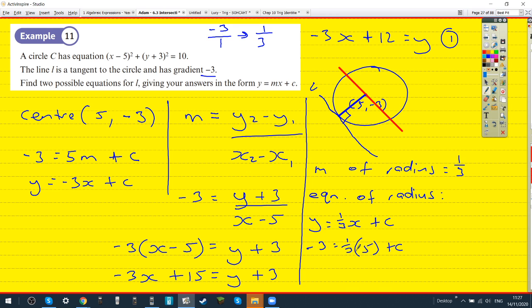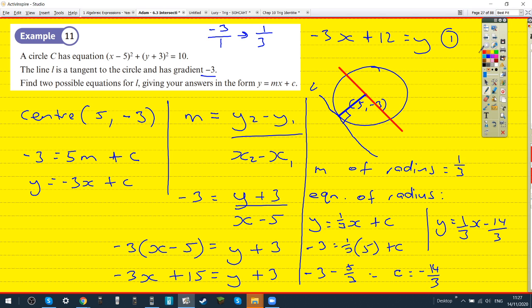Which gives you 5 over 3. So minus 3 equals 5 over 3 plus c. And then you minus 5 over 3 on both sides, which gives you minus 14 over 3 equals c. Minus 14 over 3. Okay. So the answer is y equals 1 over 3x minus 14 over 3.